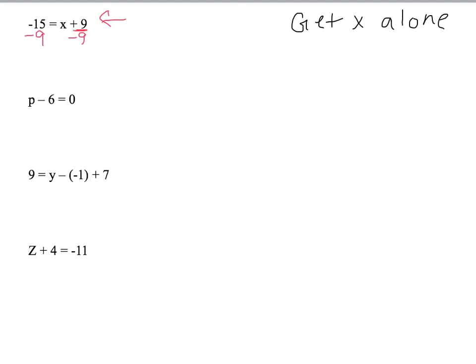So we get just x over here, because plus 9 minus 9 is equal to 0, and then you have negative 15 minus 9, which is negative 24.